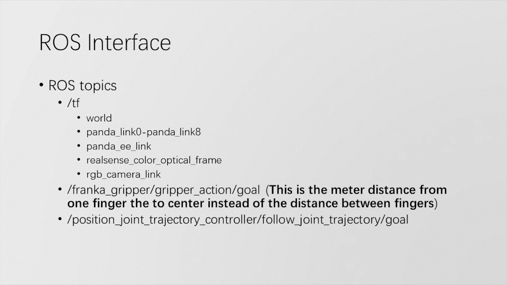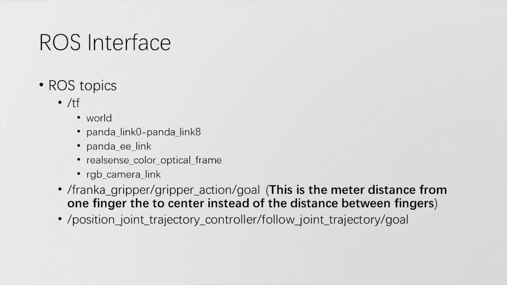For ROS users, there are a lot of available ROS topics that you can retrieve from or send to, so that you can interact with the hardware or the simulator. 4 types of ROS topics are guaranteed to be the same in both the real robot branch and the simulation branch. They provide interfaces for reading camera information, retrieving transformation, controlling the robot, and controlling the gripper. The detailed topic names are shown here.